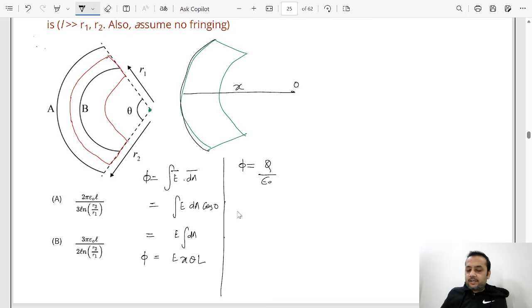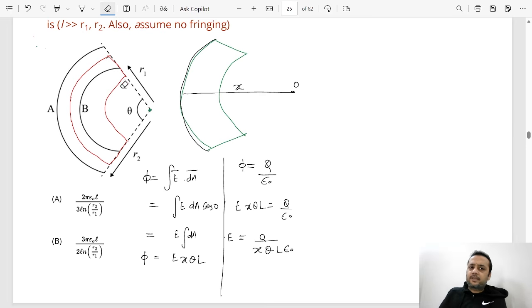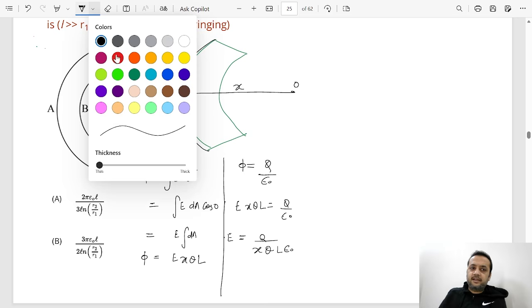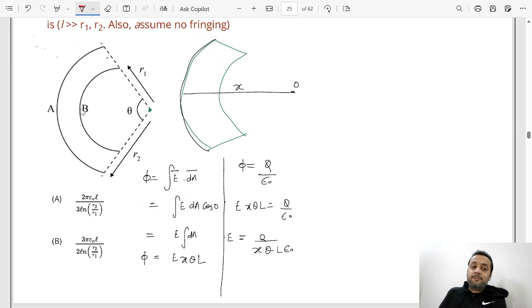So if I equate the value of flux, then E into x theta L becomes Q by epsilon naught. So the electric field at distance x comes out to be Q upon x theta L epsilon naught. This is the value of the electric field as a function of x. Now once we have found the electric field as a function of x, remember in the first statement I said that the potential difference between A and B is V, where B is at the higher potential.